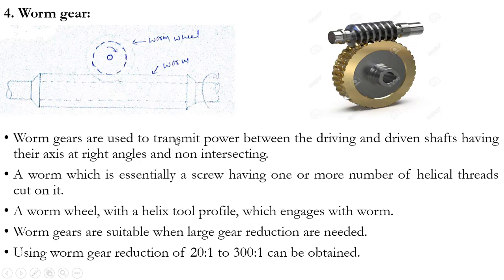Write that this gear is used to transmit power between the driving and the driven shaft, having their axes at right angles, and they are non-intersecting. The worm is essentially a screw having one or more helical threads cut on it, and the worm wheel with a helix tooth profile engages with the worm, thereby power transmission takes place. These worm gears are used when large gear reductions are needed. Using worm gears, gear reduction of 20:1 to 300:1 can be obtained. You can see that an RPM of 20 can be reduced to 1 by making use of this worm gear. The speed can definitely be reduced by using this worm gear.